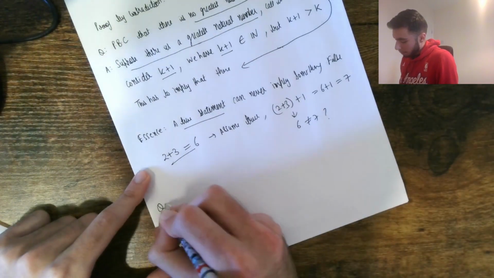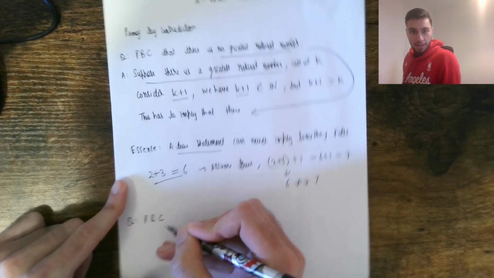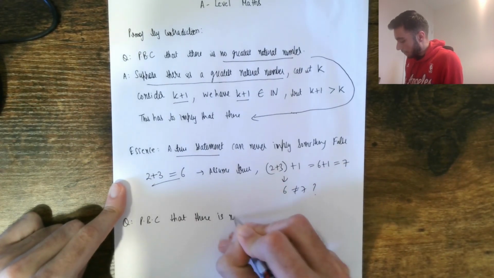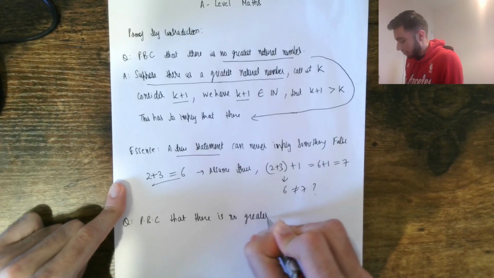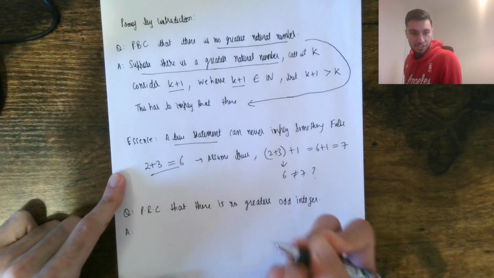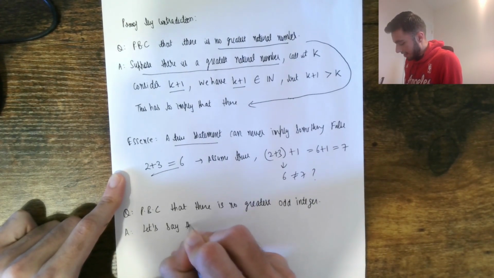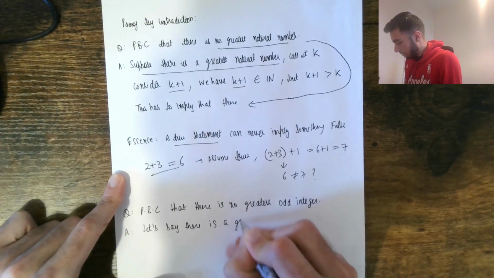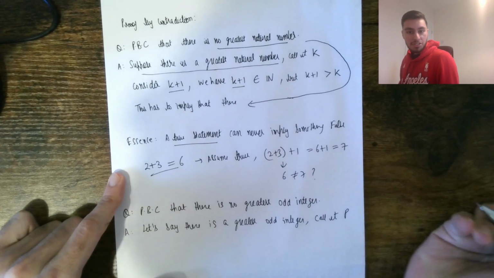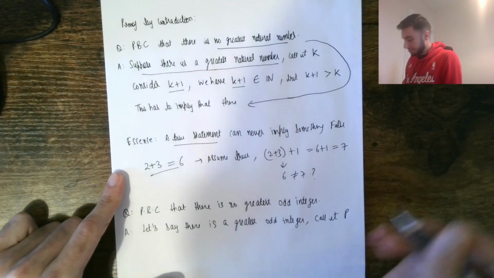So I'm going to say, suppose, proof by contradiction, that there is no greatest odd integer, right? So I'm going to say, sure, let's assume there is one. Let's say there is a greatest odd integer. And this time, we're going to call it P. Now, since P is odd, we know odd numbers can be written in a specific format.